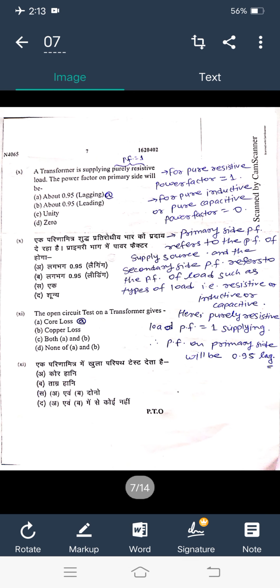Question number 10: a transformer is supplying a purely resistive load. The power factor on the primary side will be. This is also another important question.